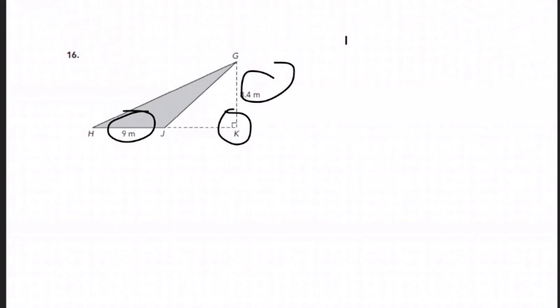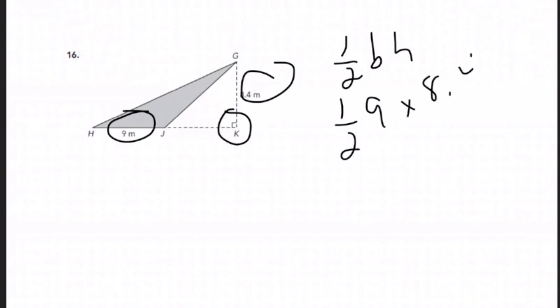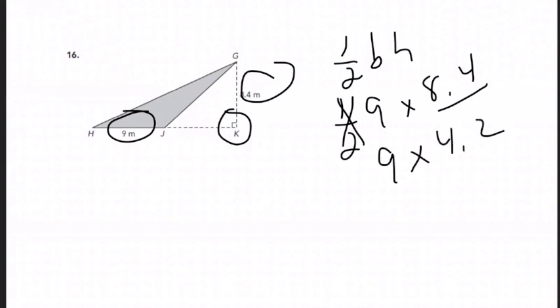So we do 1/2 base times height. So it's 1/2 of the base, which is 9, times 8.4. So I'm just going to take half of 8.4. So it's 9 times 4.2. 9 times 4.2 is 37.8, and it's meters squared. Let me just double check. So we have 9 times 4.2 and 37.8.